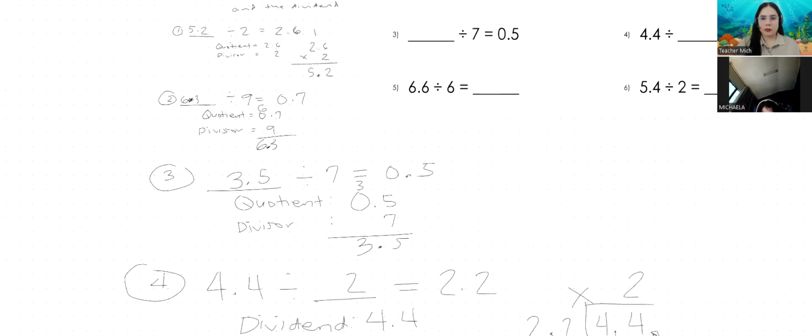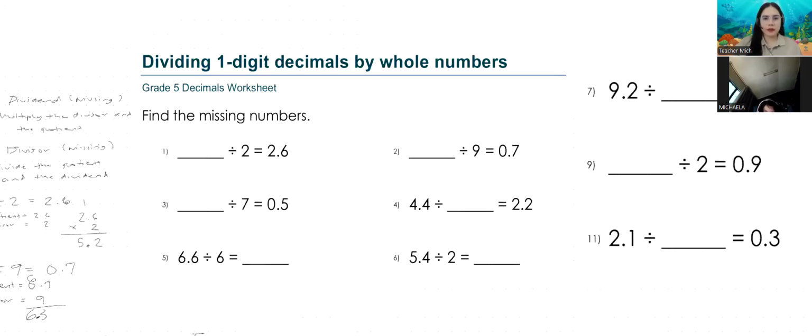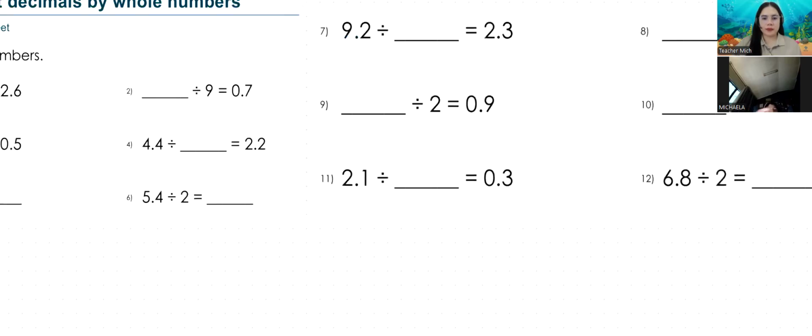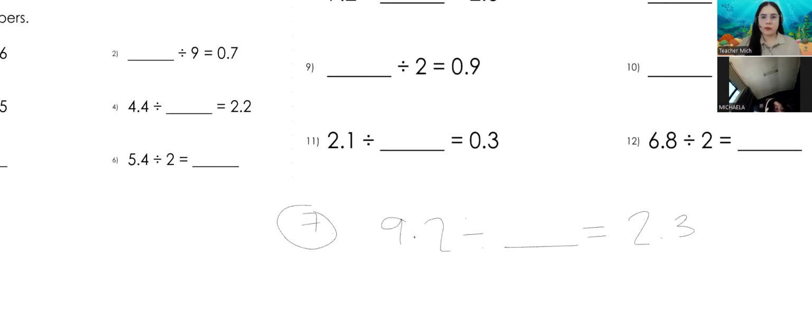Let's move on to number 7. We have here 9.2 divided by blank is equal to 2.3. Micaela, what is the missing term? The divisor. Okay, very good. And if the divisor is missing, what is the process that we need to take? Division. Okay, divide. Can you please divide them?